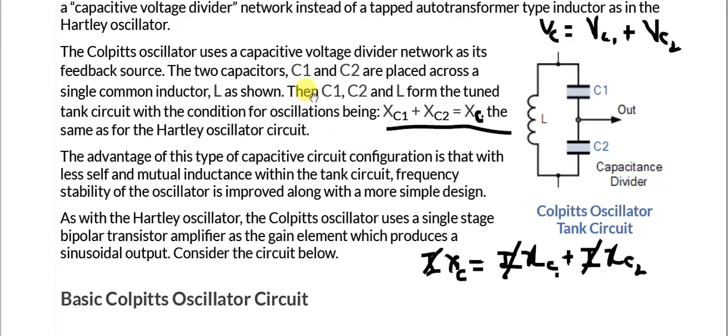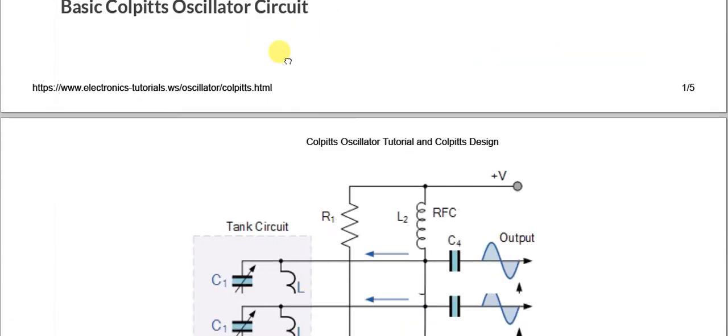So the two capacitors C1 and C2 are placed in series. See, we have the total capacitive reactance as the sum of these two. Now let's go to the basic Colpitts oscillator circuit.